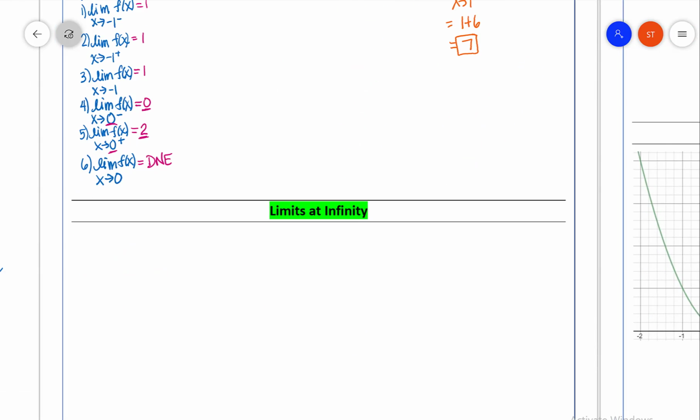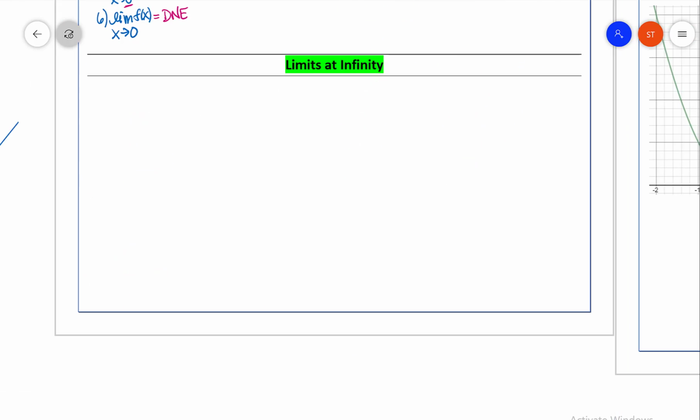So limits at infinity. For this part, we're also going to look at a graph and an equation, and you also saw tables in your notes. You can refer to the tables there. I'm just going to work with the graphs and equations. So suppose that we have an x and a y axis, and then these are just 1 unit apart. We have a horizontal asymptote at y equals 2, and then a graph that looks like this.